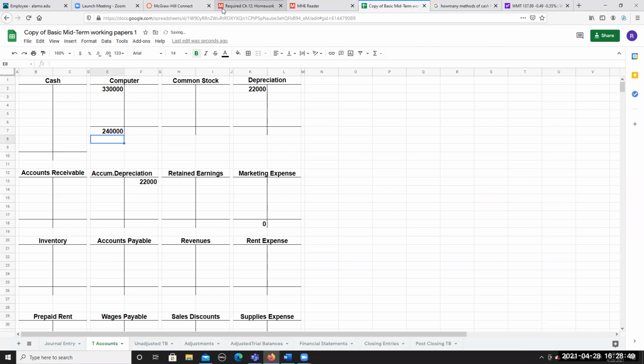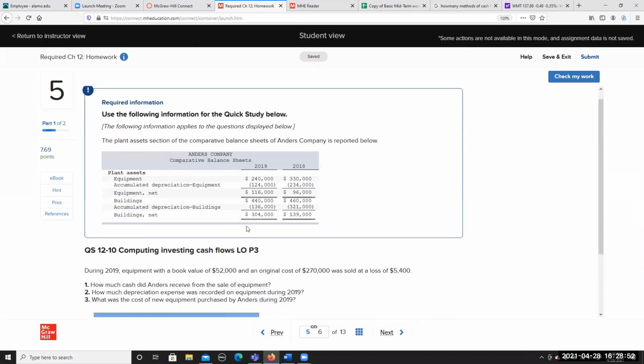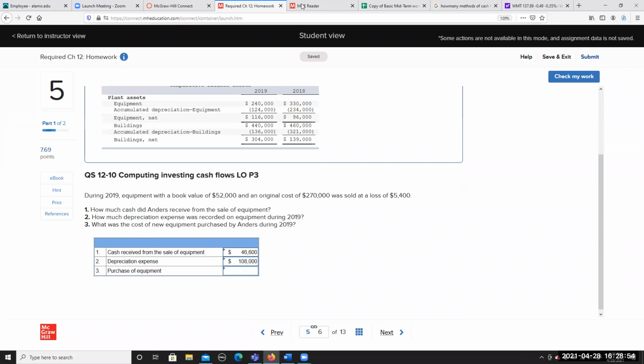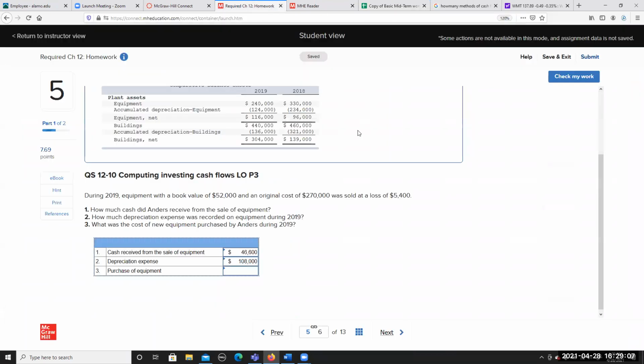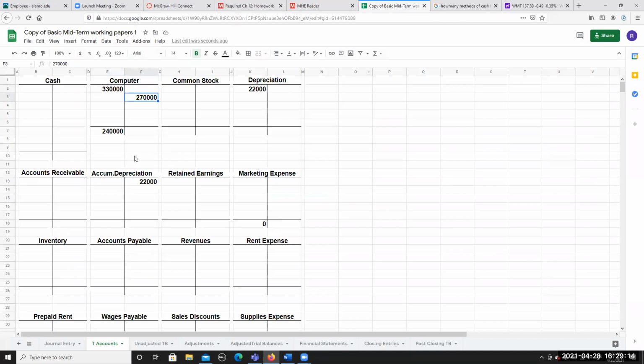Now, what do you know if it says here original cost of 270 was sold? That means this account went down by 270, right? Because you had this much at the beginning, and you got rid of a piece of equipment that cost that much. Right here, it tells you it was sold. 270 was sold. So now, look at it again. If you had 330 minus 270, what number do you need right here to end up with 240 at the end of the year?